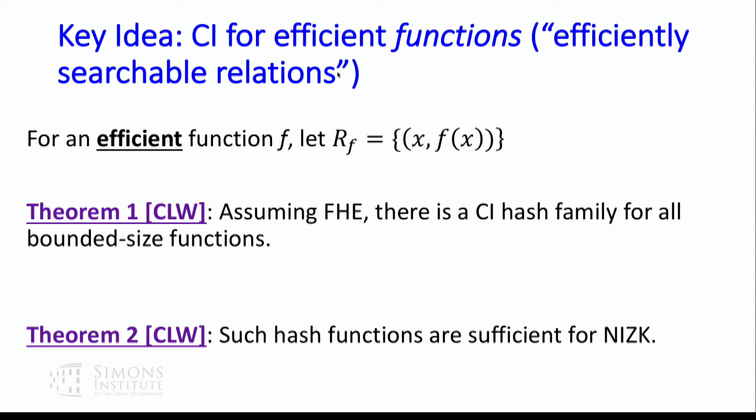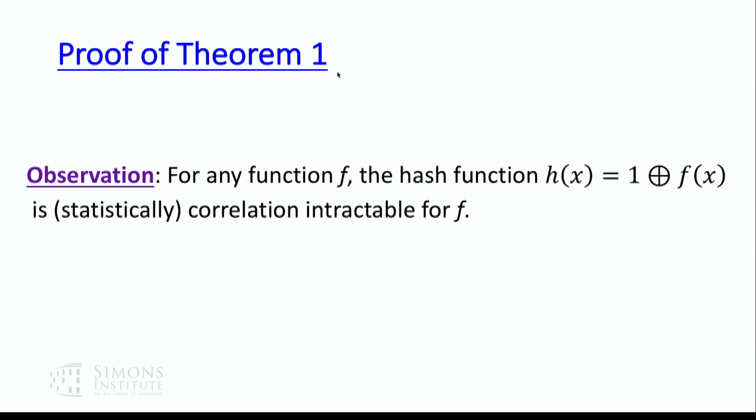So the first thing that you should notice is that because we focused on getting correlation intractability for functions, the problem looks noticeably easier, actually. So what do I want? I want a hash function H, or a family, such that for every f, it's hard to find x such that hash of x equals f of x. So here's a dumb idea. If I set hash of x to be 1 plus f of x, then it's correlation intractable for f. That you should believe.